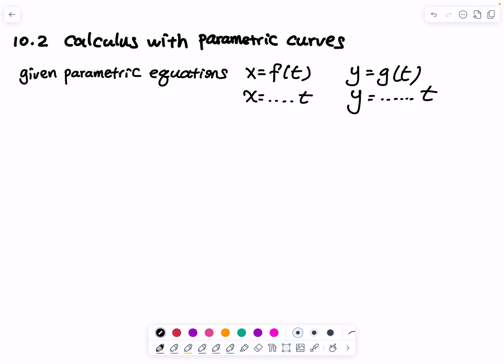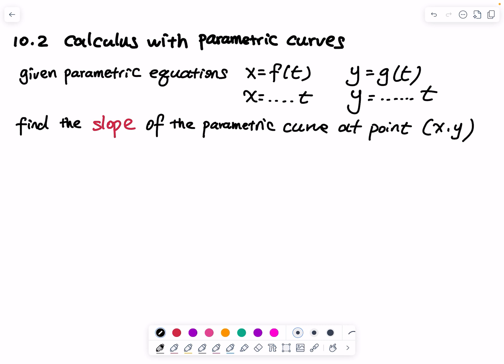For a parametric equation, I have x in terms of t and y in terms of t. So we can say x equals f of t and y equals g of t. How about we start with the slope? Let's find the slope of a parametric curve. I will write the formula in red. So, find the slope of the parametric curve at point x comma y.